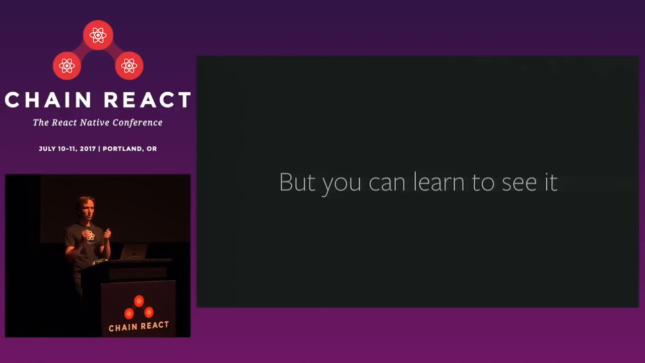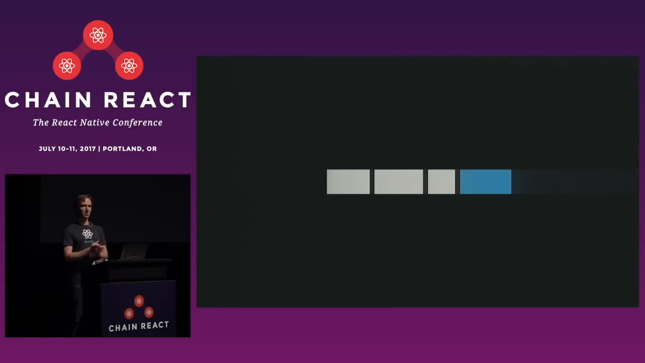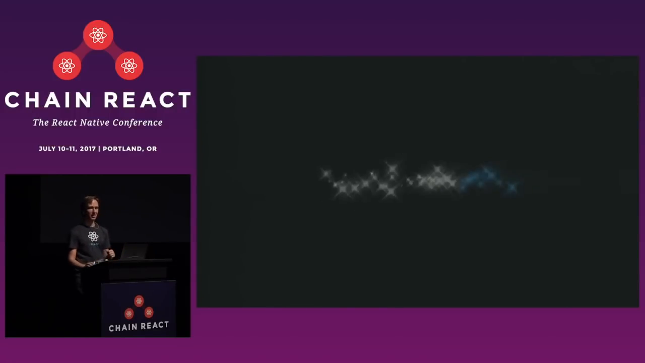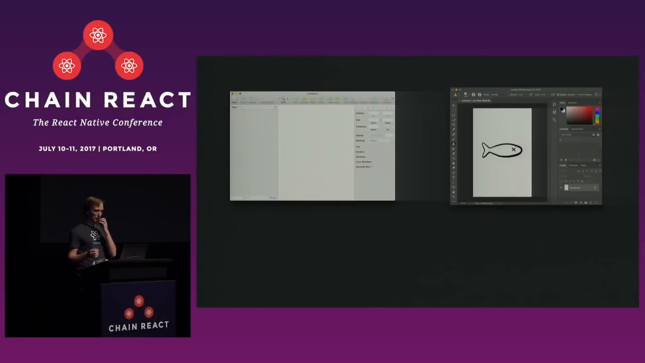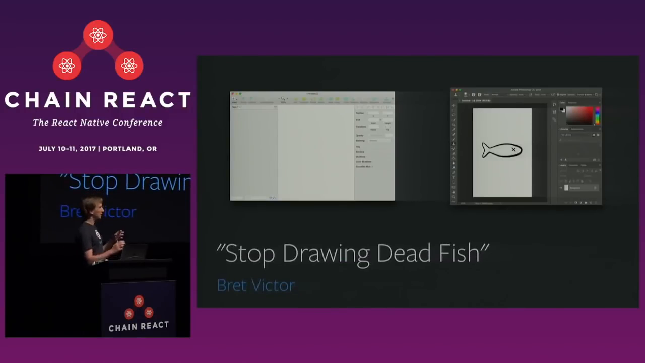But most importantly, you have to learn to see these things. You can read about all this for a long time, but just start noticing it. It will become apparent, and once you learn to see it, it's going to be much, much easier. So back to the main secret of building amazing apps with React Native: you have to care. You have to care about user experience. Deeply, truly care. And this slide doesn't say designers have to care, because if you look at the designer tools, they're actually great for drawing dead fish.